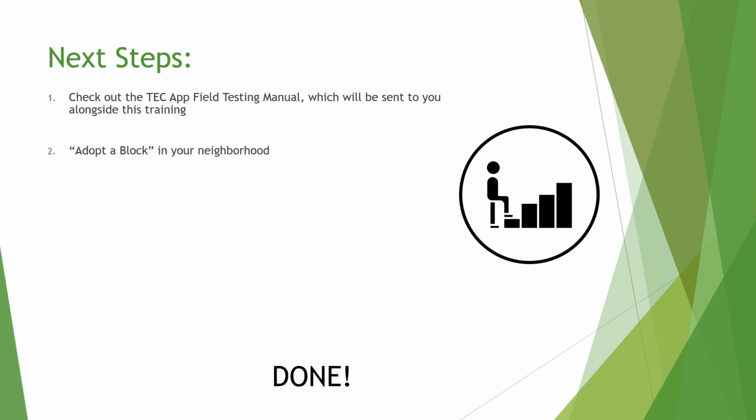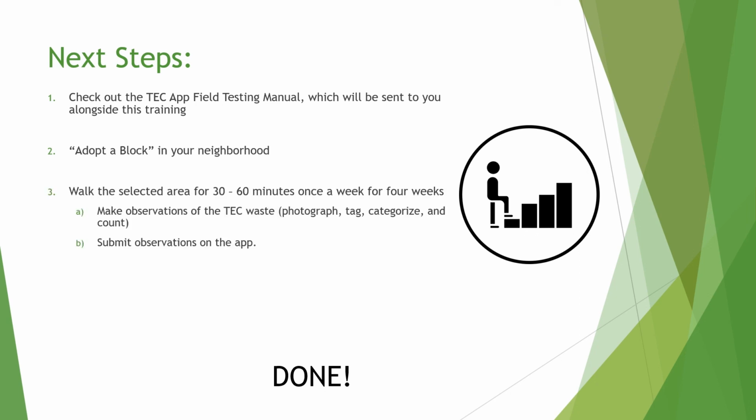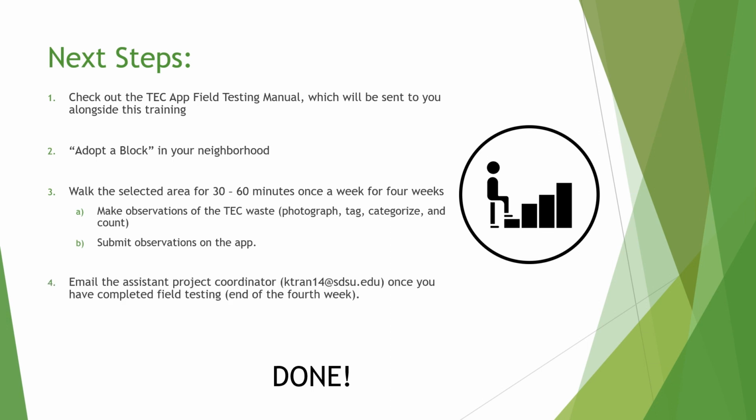Next, go ahead and adopt a block in your neighborhood or chosen space. Once you've adopted your block, walk your selected area for 30 to 60 minutes once a week for 4 weeks. While you're doing that, make observations of the tech waste in the area by photographing, tagging, categorizing, and counting the tech waste. And go ahead and submit those observations while in the app. Once you're done with your 4th week of field testing, go ahead and email me, the Assistant Project Coordinator, at cte.sdsu.edu.